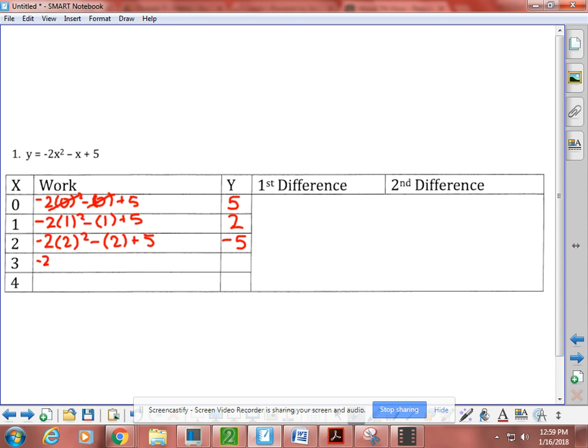Plugging in 3. Negative 2 times 3 squared minus 3 plus 5. Again, remember that you're doing 3 squared first, which is 9, times negative 2 is negative 18. Well, altogether, that's going to give us negative 16. And our last one, negative 2 times 4 squared minus 4 plus 5 is going to give us negative 31. So now that you've evaluated the table of this, you need to find the common differences. Okay, remember that we want to go from the bottom up.